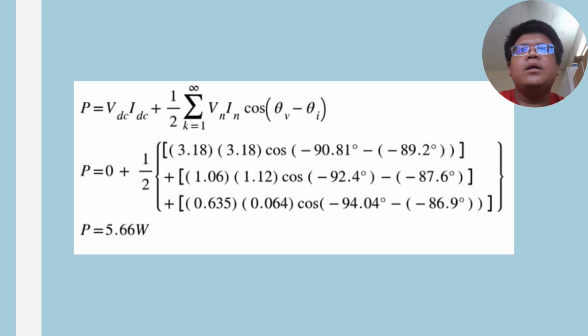And finally, we need to find the power using the formula V DC times I DC plus 1 over 2 Vn In cos(theta V minus theta I). For the DC part, our DC is 0, so we only calculate the AC part. We substitute into the formula 1 over 2 times 3.18 times 3.18 times cos, and we finally get the power equal to 5.66 watts.